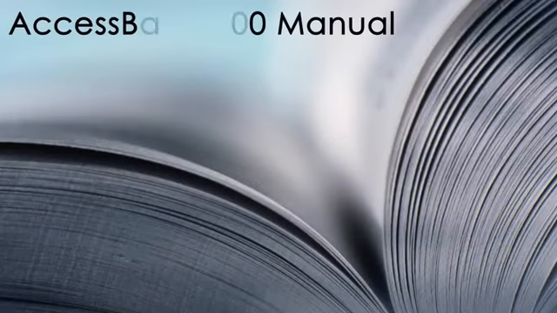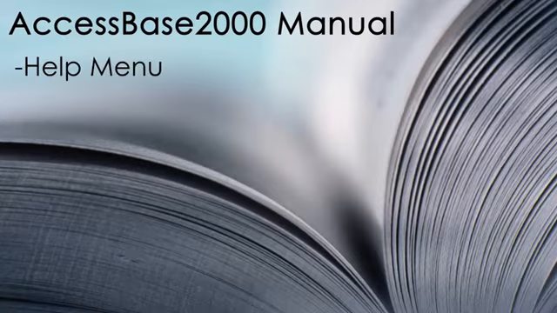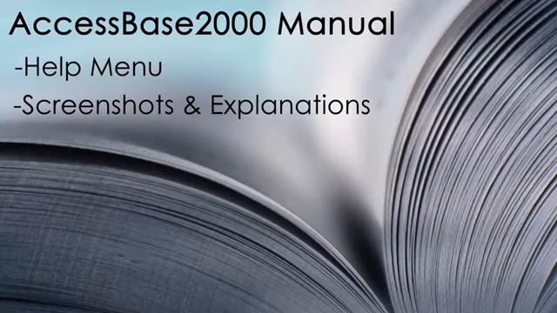Before we get started, it is important to note the AccessBase 2000 manual can be accessed by navigating to the Help drop-down menu on the top ribbon. Selecting this option will provide screenshots and explanations on various topics.